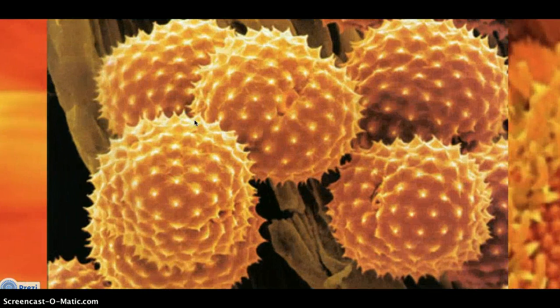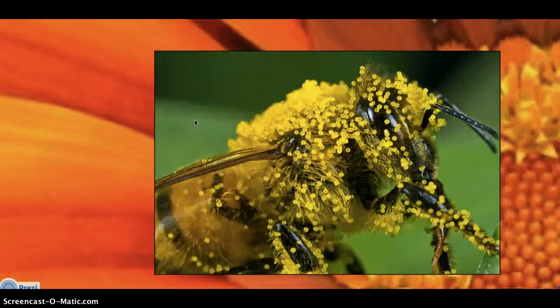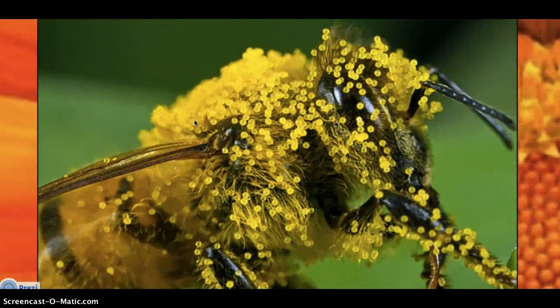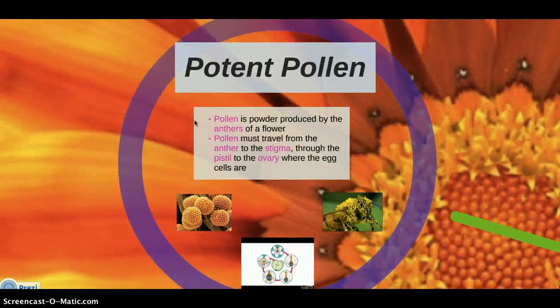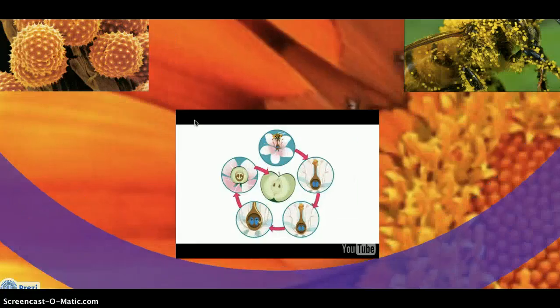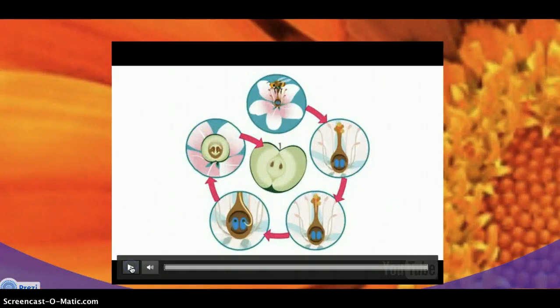Have you ever wondered what pollen looks like close up? Or what about what it looks like stuck all over a bee? Well, pollen has its work cut out for it because in order for pollination to occur, pollen must travel from the anther to the stigma through the pistil to the ovary where the egg cells are. So let's look at this process.